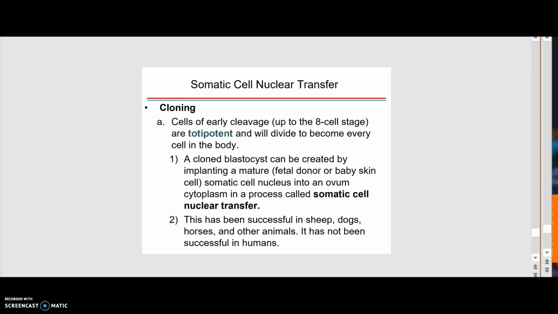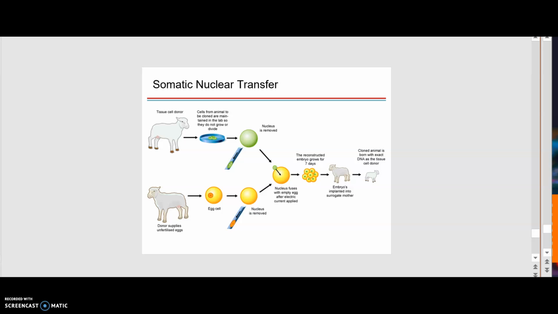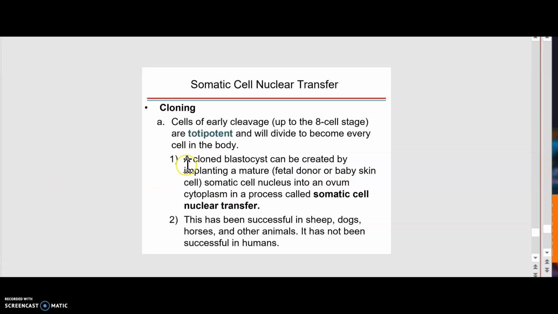Okay, let's just kind of look at what I'm saying. All right. This sheep here donates an egg, okay, with the nucleus. The nucleus is taken out. This is a mature cell. This is mature but still young. Because remember what I said, you have to get more like a fetal or baby young.